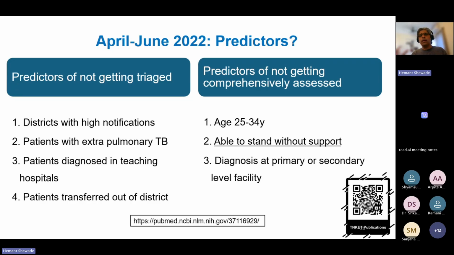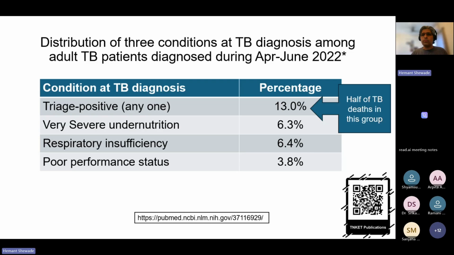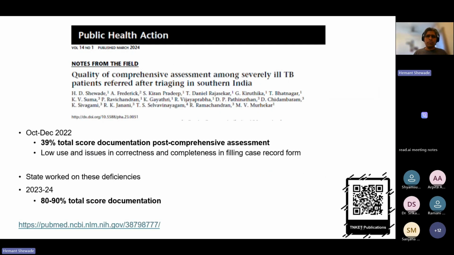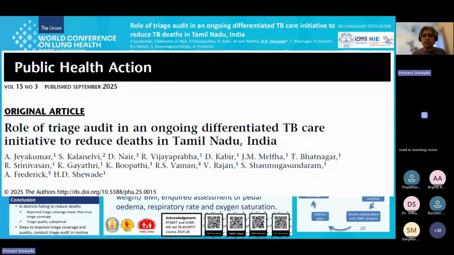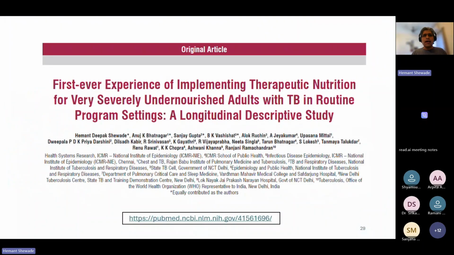Now, some OR was also done in the initial part of TN-KET, where we identified predictors of not getting triaged, predictors of not getting comprehensively assessed, and acted on them to reduce the gaps in the care cascade. We also did the OR on comprehensive assessment, because comprehensive assessment was poor at baseline, and we identified the reasons for it and addressed it over a period of time so that it improves. We also worked on triage audit, especially in those districts that were meeting the process indicator targets, but were not meeting the TB death rate reduction. So triage audit was also introduced, and this was also published.